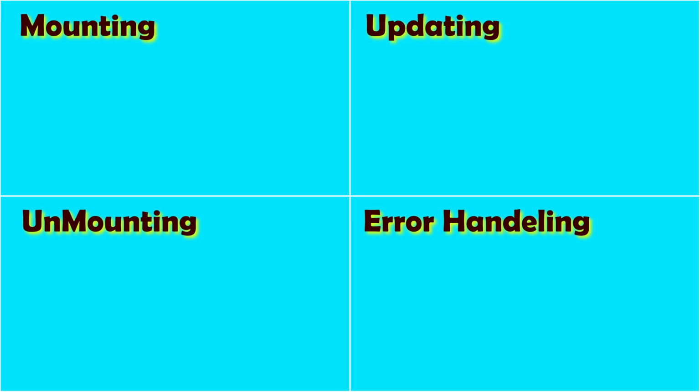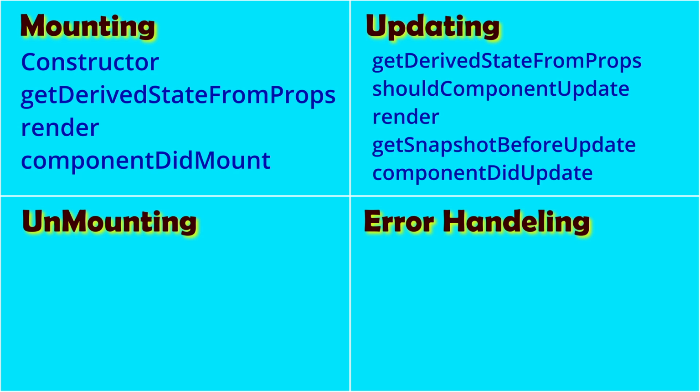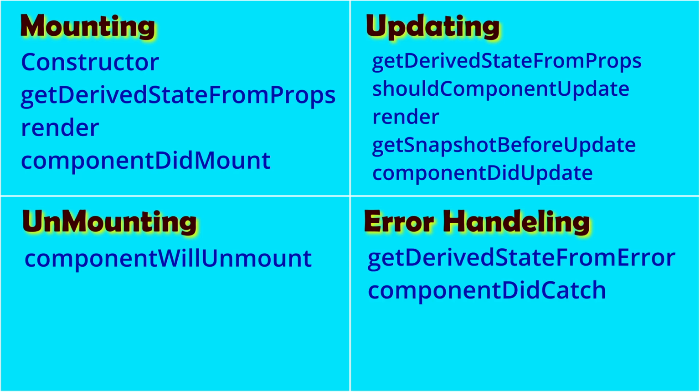In our mounting phase, we have constructor, static getDerivedStateFromProps, render method, and componentDidMount method. In updating phase, we have static getDerivedStateFromProps, shouldComponentUpdate method, render method, getSnapshotBeforeUpdate, and componentDidUpdate method. In unmounting phase, we have only one method, that is componentWillUnmount method. And whenever there is an error in our component, we have static getDerivedStateFromError and componentDidCatch method.